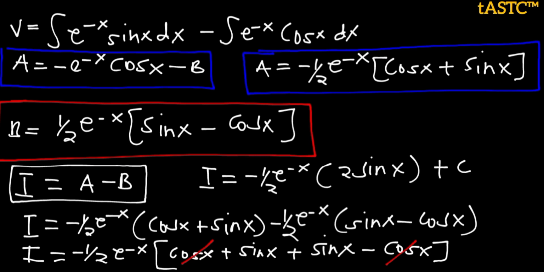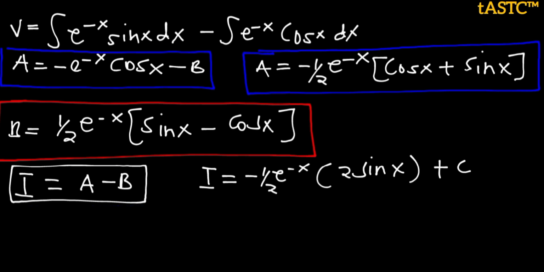Now obviously this should be a plus c. So we're going to have I to be equal to, now 2 can cancel these out, so we should have a minus e to the minus x sine x plus a c.